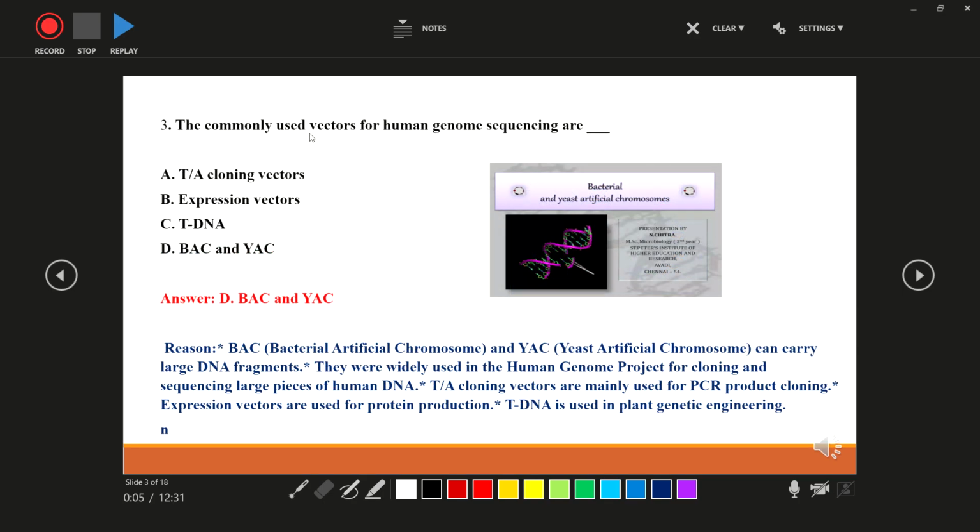Next one: the commonly used vectors for human genome sequencing are, answer is BAC and YAC. I think you know that bacterial artificial chromosome and yeast artificial chromosome can carry large DNA fragments. They were widely used in the human genome project for cloning and sequencing large pieces of human DNA. TA is a cloning vector, mainly used for PCR, polymerase chain reaction, product cloning. Expression vectors are used for protein production, and T-DNA is used in plant genetic engineering.